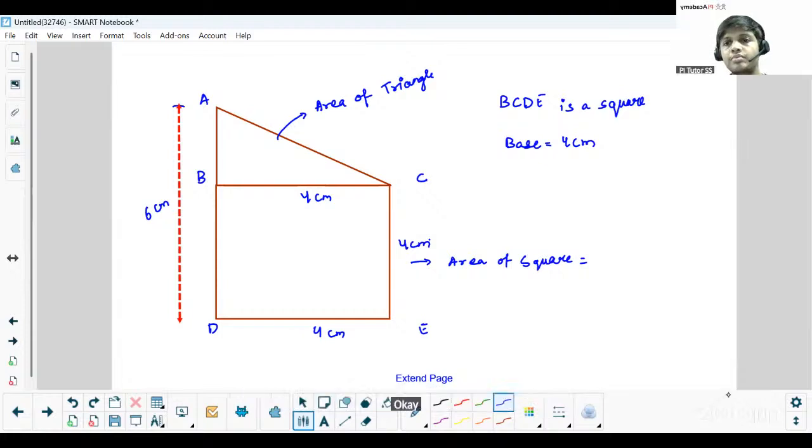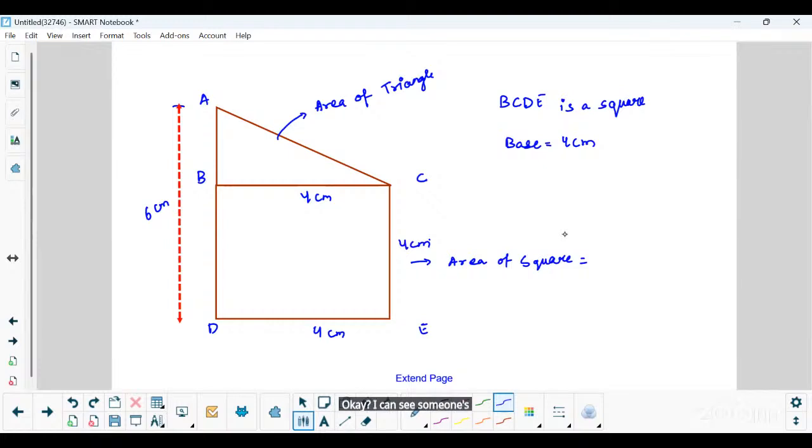Okay. I can see someone's mic is on. There's 2 at the top of the square. स्क्वायर लिख दो, देखना पड़ेगा ऊपर स्किप होता है वो.